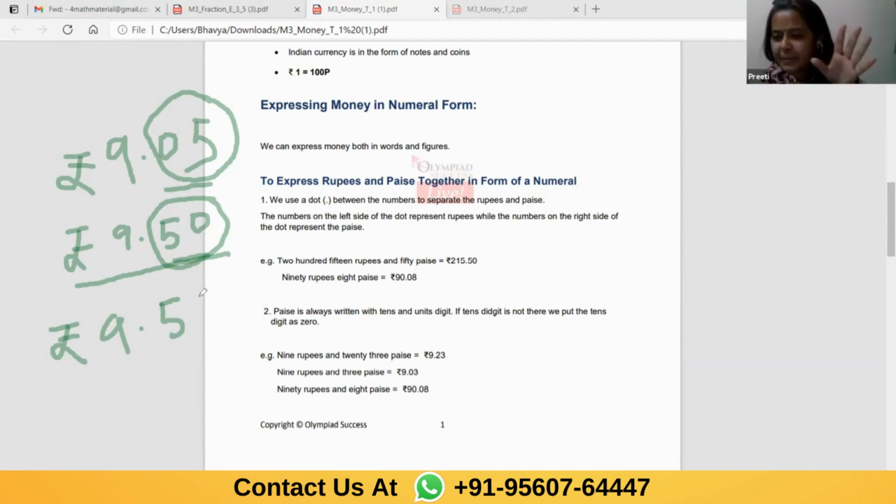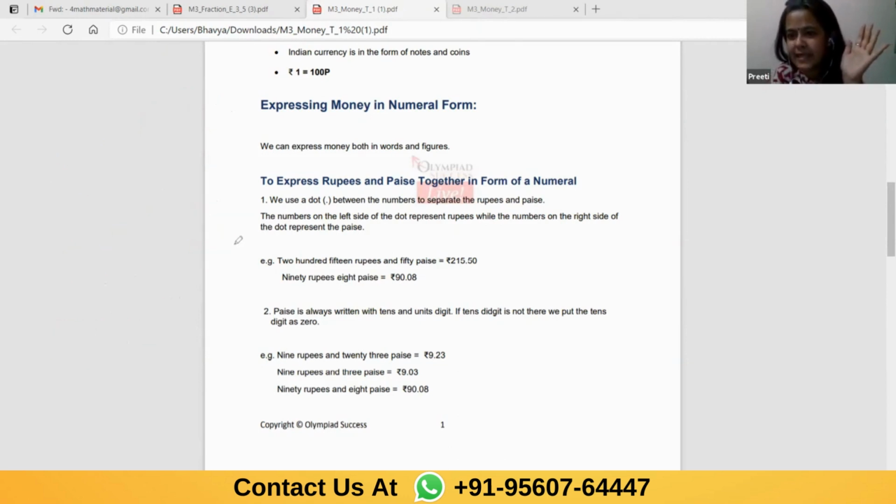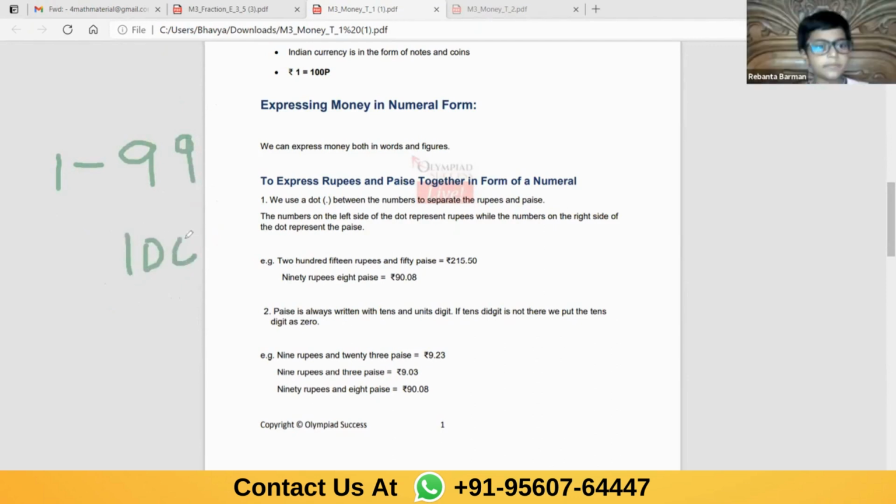First thing, let me tell you that paise is always a 2-digit number. It is never a single digit number. See what exists in paise. It exists from 1 to 99 only. After that, rupee starts. When it is 100, it changes to rupee. Yes, ma'am, it makes 100 paise.